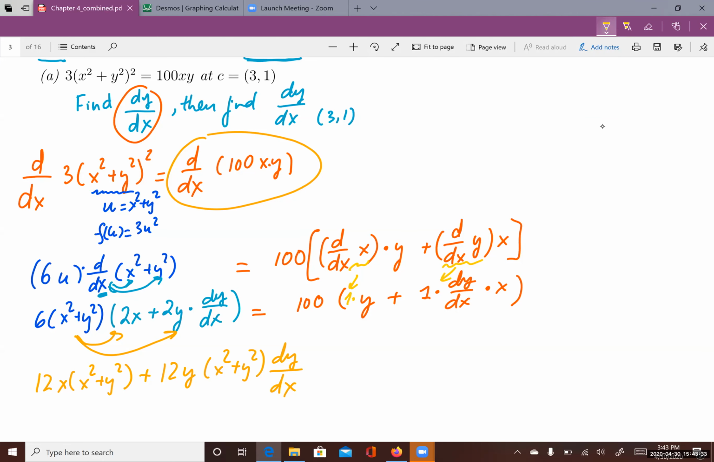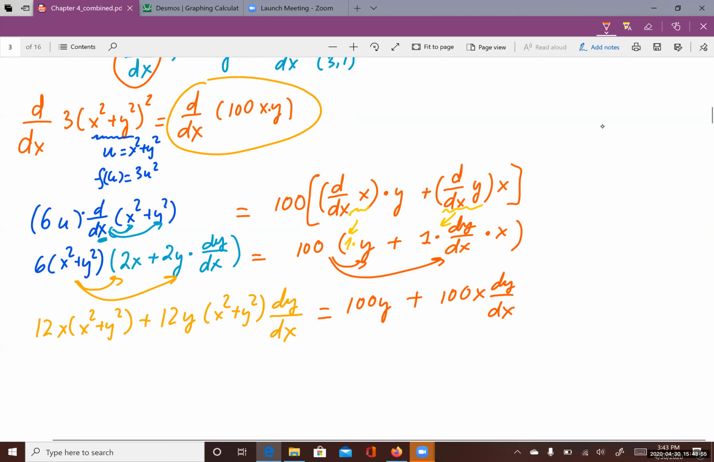All right. Then the next step is, again, because I want to pull the dy over dx out, I would like to distribute this in. So I have 100y plus 100x dy over dx.